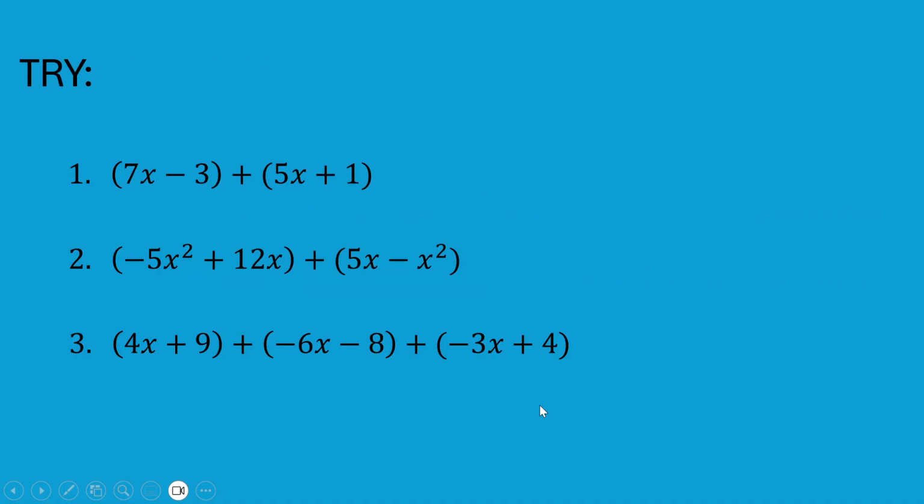Okay, let's go ahead and try these 3 problems. Hit the pause button, do these 3 problems, and check your answer with somebody sitting next to you. Or if you're working by yourself, you can just come back and see if you get the same answers that I have here. Okay, go ahead. Hit the pause button.